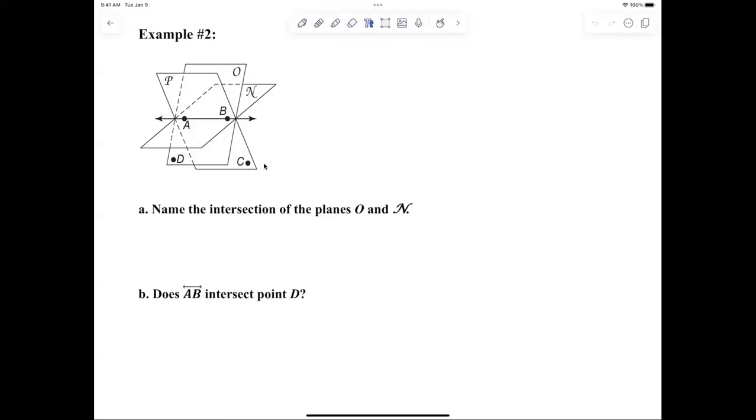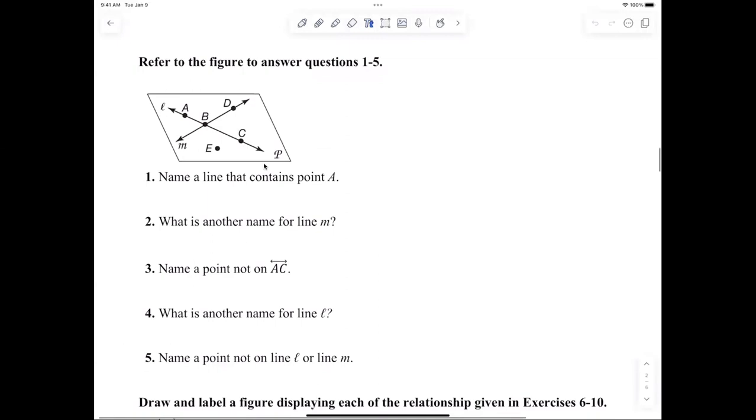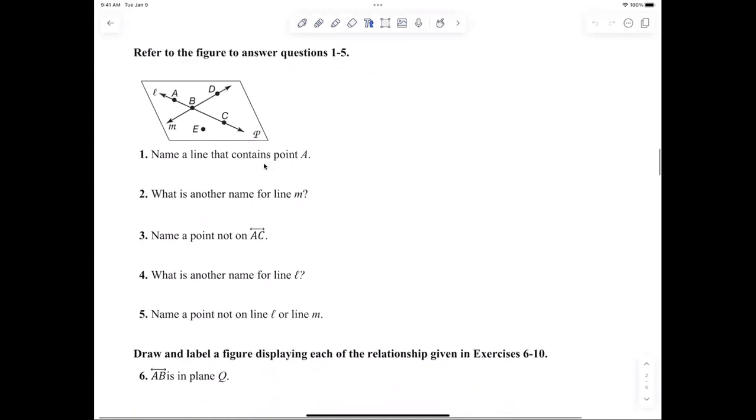So we have now, does line AB intersect point D? No, it does not. All right. Next. Refer to the figure to answer questions 1 through 5.